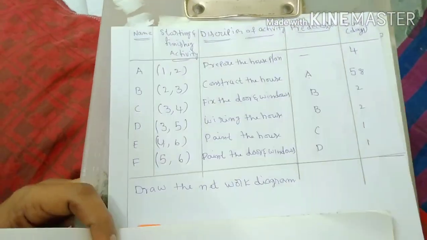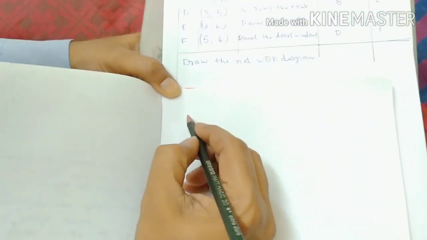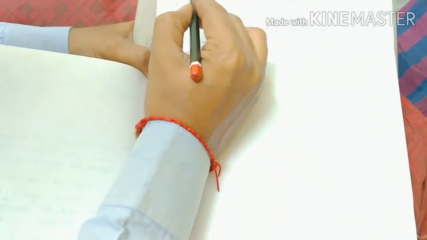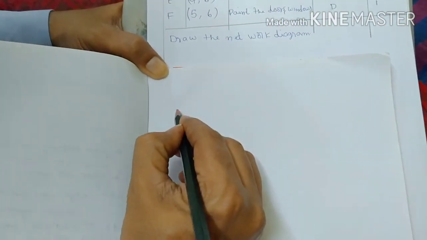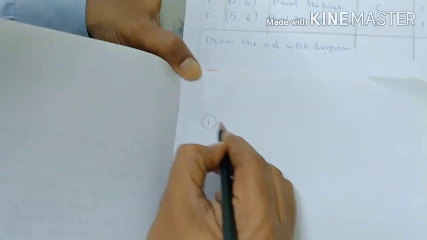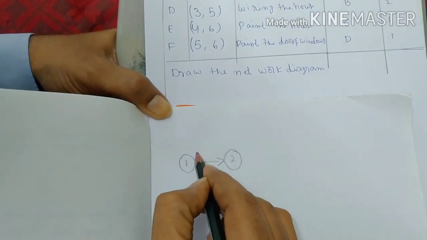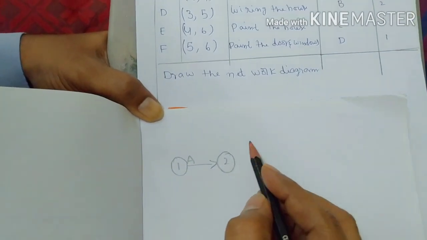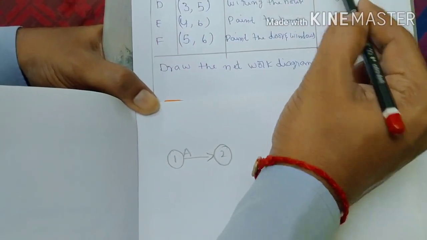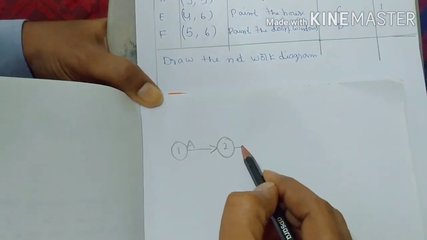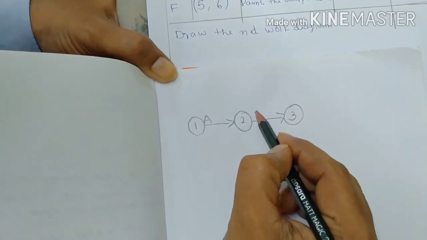So look at here, this is the rough one. After completing this, we will post it in the original area. First, you can see A is there, A meaning 1 to 2. So here, 1 to 2, the name of that one is A. Next, 2 to 3 will be there. Before that, A will be there. So 2 to 3, this is B.